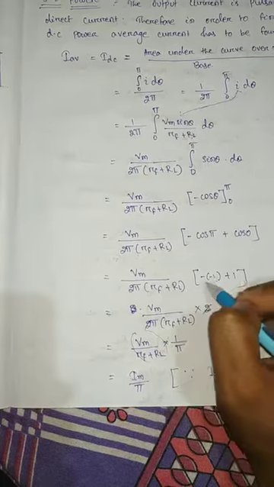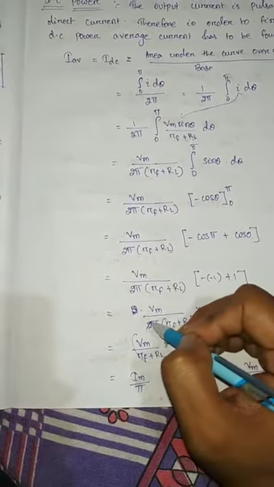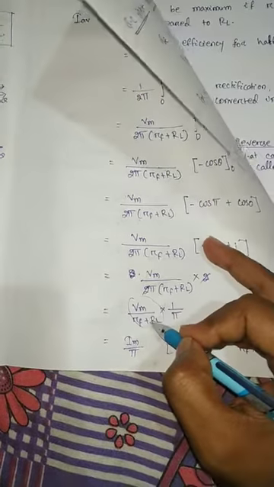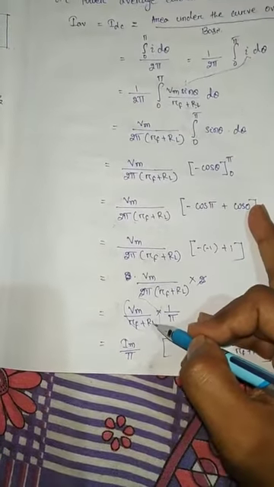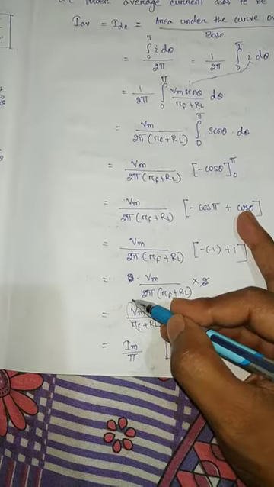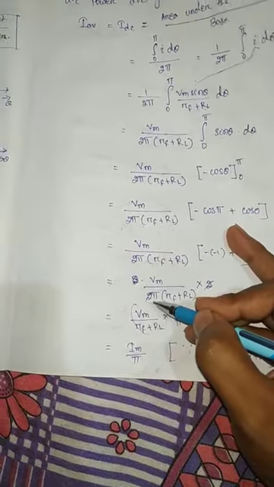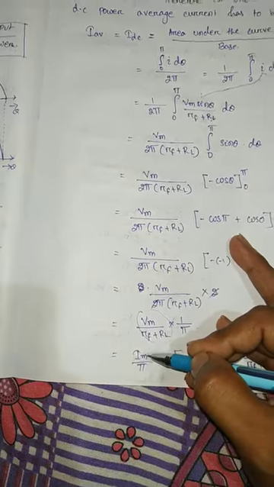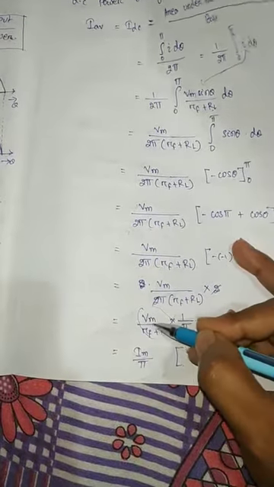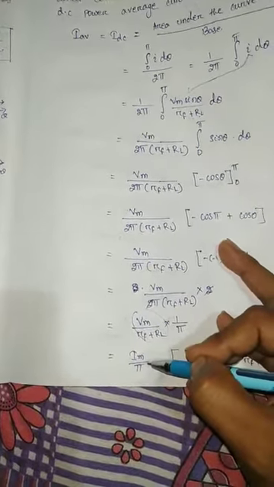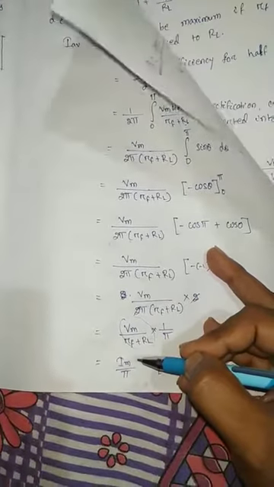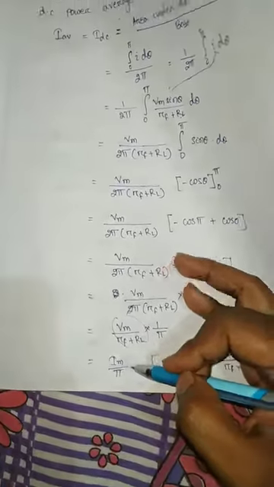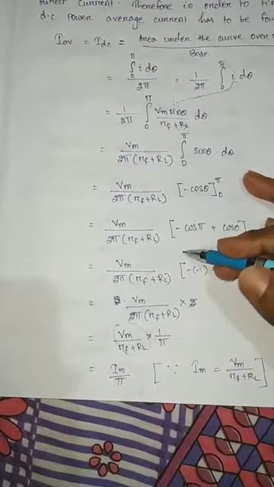So this becomes 2, and the 2 will be cancelled out. Now the expression becomes Vm divided by Rf plus RL into 1 by pi. Vm divided by Rf plus RL is the peak current, which is represented as Im. So now the expression becomes Im divided by pi. This is the value of the average or DC current. So the average or DC current, I average or I DC, is Im divided by pi.